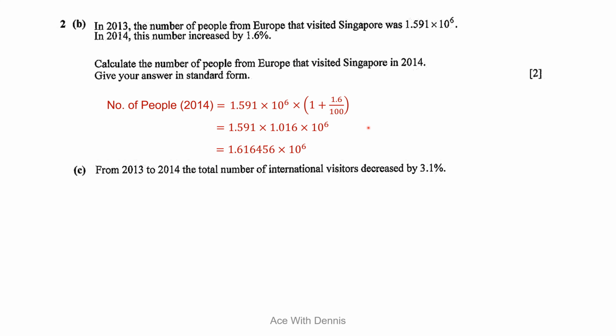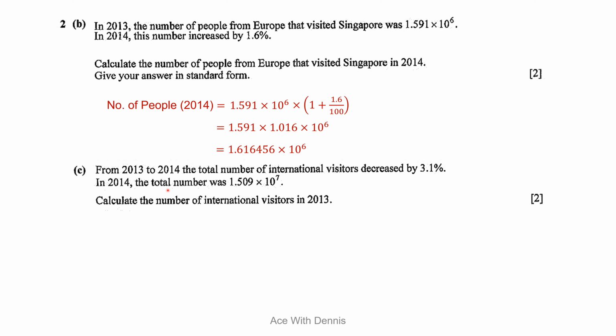Then for C, from 2013 to 2014, the total number of international visitors decreased by 3.1%. In 2014, the total number was 1.509 times 10 to the power 7. Calculate the number of international visitors in 2013. 2 marks. Okay, so this is the decrease case. The calculation is very similar with this calculation, but instead of plus, we minus. Okay, because for this case it increased, and for this case it decreased.